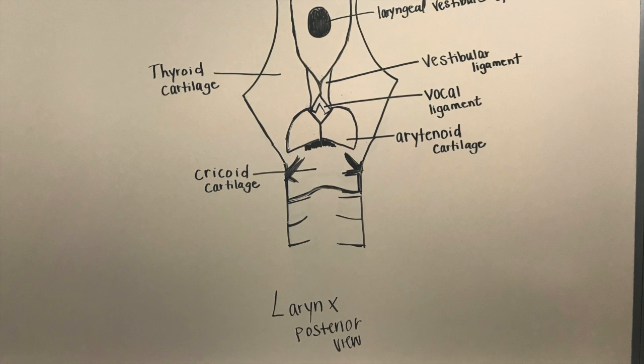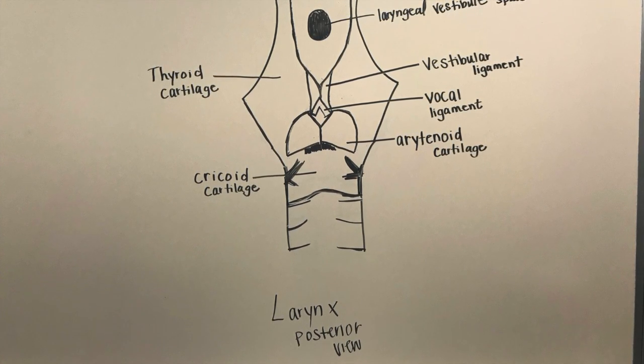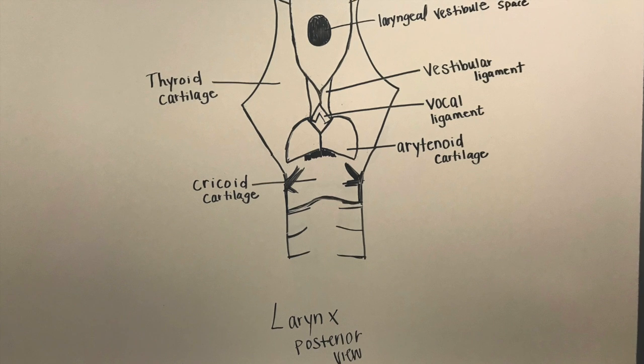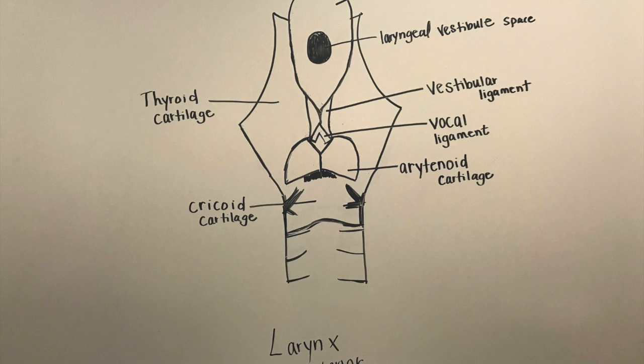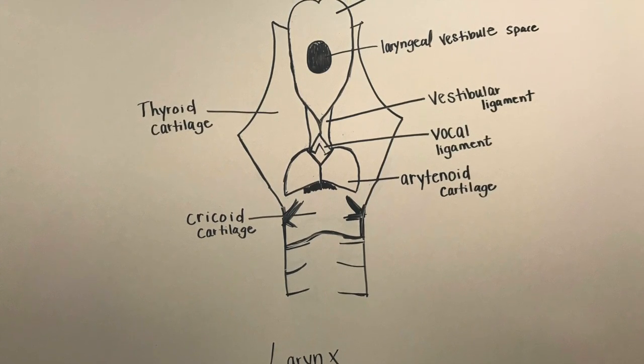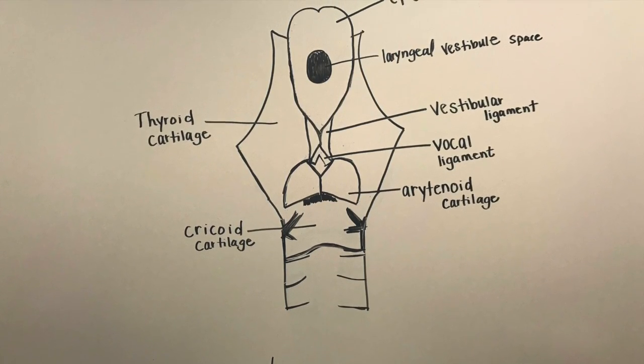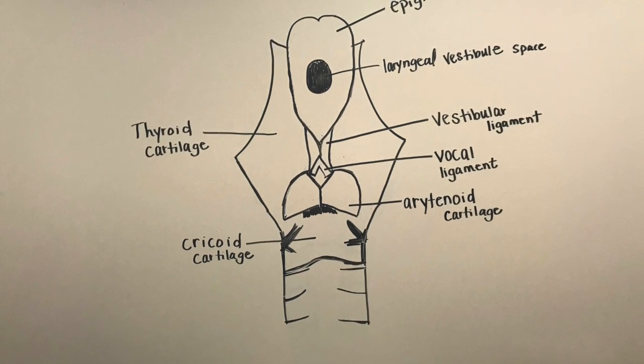If we take a posterior view, we can identify the cricoid cartilage, which, as previously mentioned, surrounds the trachea. You also have a clearer view of the size of the thyroid cartilage and can see it as a very protective cartilage. Located inferior to the epiglottis is the laryngeal vestibule, which is the space that contains the vestibular folds. The vestibular folds provide protection to the larynx.